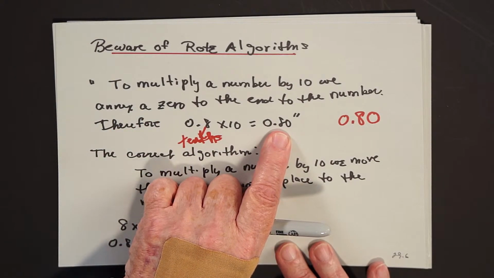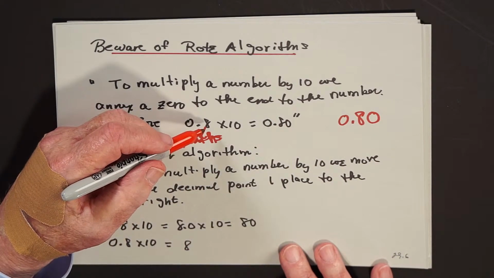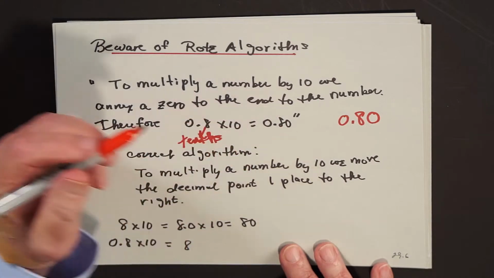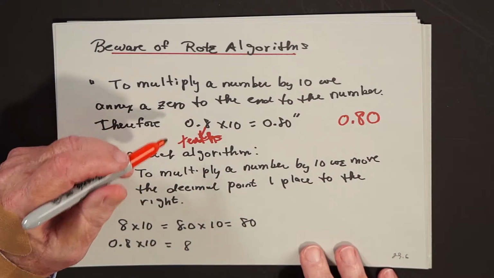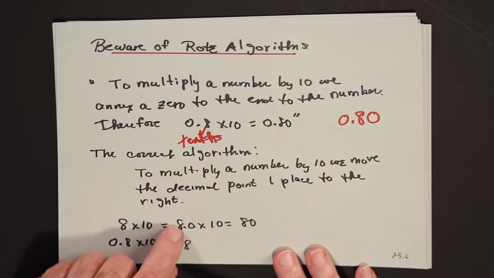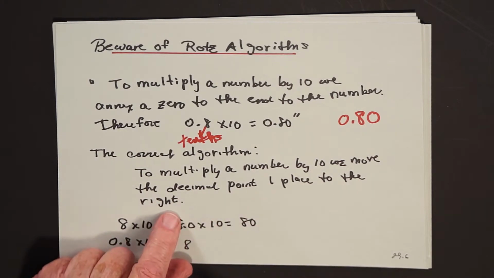What's it modifying over here? It's still tenths. In terms of money, what it's saying is 8 dimes is the same amount of money as 80 cents. You haven't done a thing to change anything, even though you annexed a 0. The correct algorithm should be to multiply by 10, we move the decimal point one place to the right.